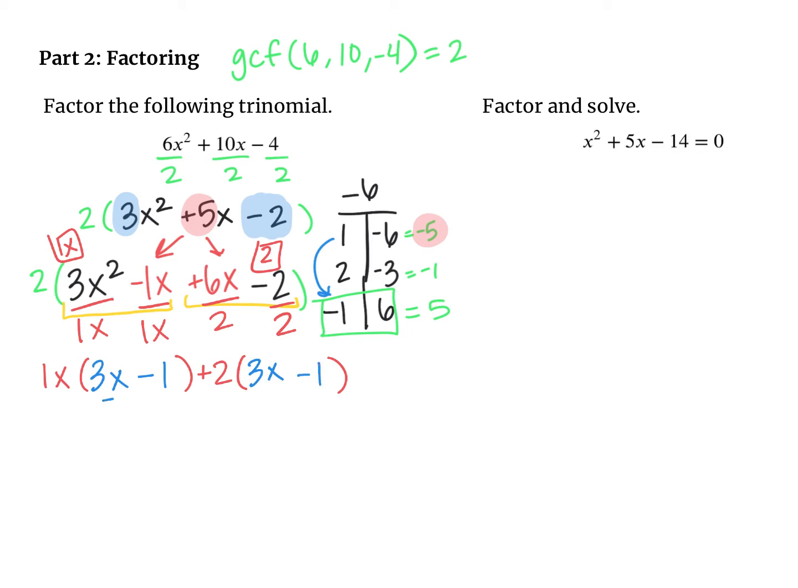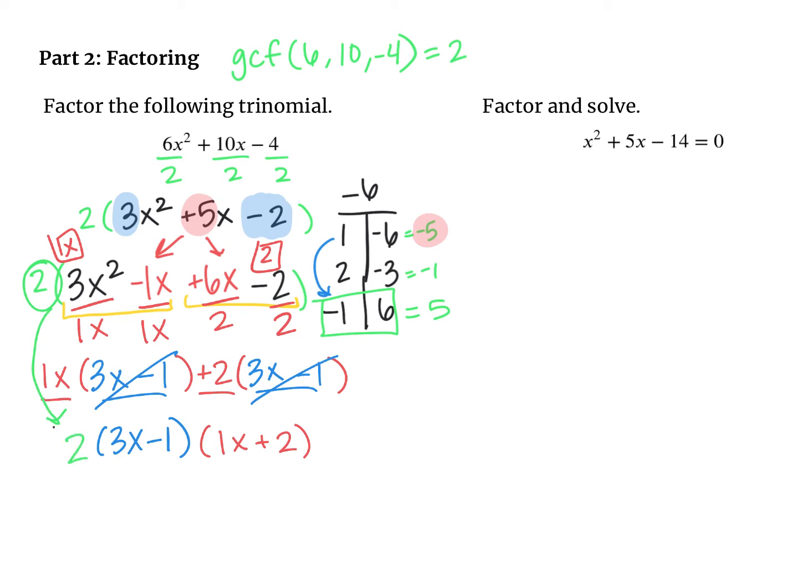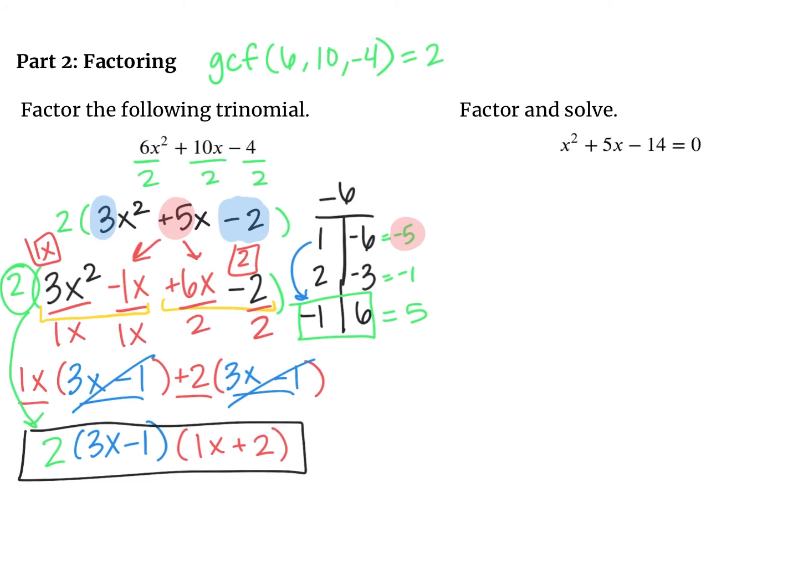So notice we do have our twins here, 3x minus 1. So I'm going to factor out the twin, 3x minus 1, bring that down. And since we no longer have the twins, we take what's left, the 1x plus 2, and we glue those together. And remember, we cannot forget that 2 we factored out from the beginning. So we bring that down, and then this would be our factored form of the trinomial 6x squared plus 10x minus 4.